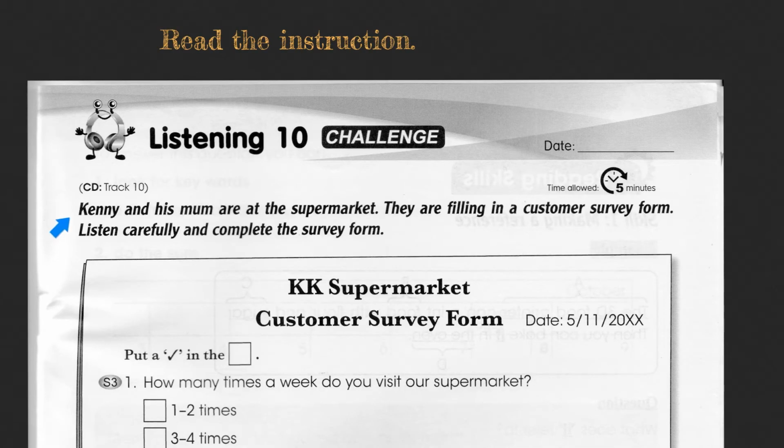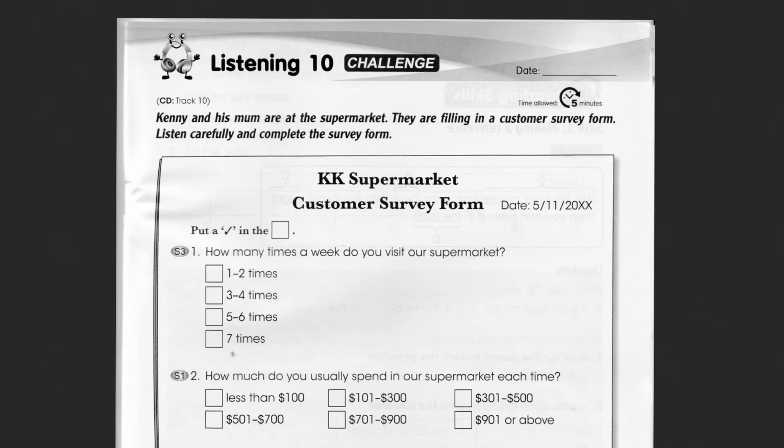Look at it. Kenny and his mom are at the supermarket. They are filling in a customer survey form. Listen carefully and complete the survey form. According to the instruction you have just read, you predict that you are going to hear a conversation between Kenny and his mom. They are in the supermarket and talking about the survey form they are filling in.